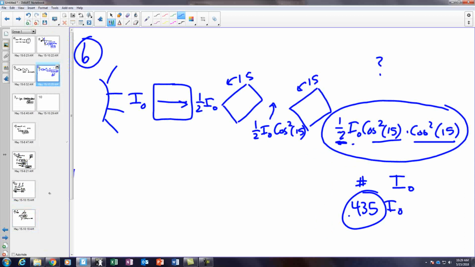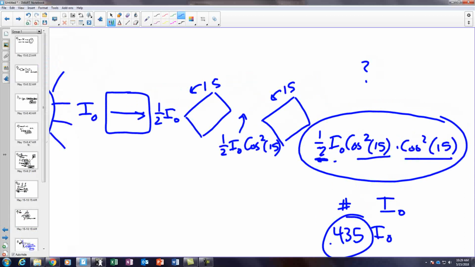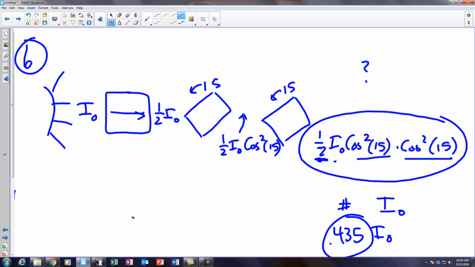If the angle is the same, okay, so this is a big if. If the angle is the same, you have 1/2 I naught cosine squared of theta. But that cosine squared of theta keeps getting multiplied over and over again, right? So we could say it's exponential in nature. How many times did I use it on this problem up here? Twice. Just use it twice.